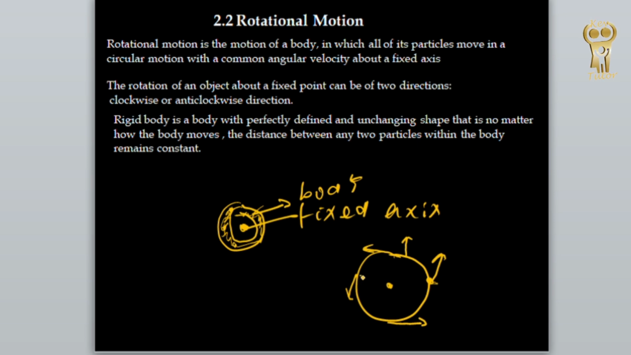ታንጀንሻል ቬሎሲቲ ነው። ነገር ግን አንጉላር ቬሎሲቲው ኮመን ነው። እዚህ ጋር የሚኖረው አንጉላር ቬሎሲቲ፣ ኤቭሪዌር የሚኖረው አንጉላር ቬሎሲቲ is called constant or the same angular. Each and every particle have the same angular velocity, but they have different tangential velocity because even if the magnitude of tangential velocity is constant, the direction of the tangential velocity is continuously changed.